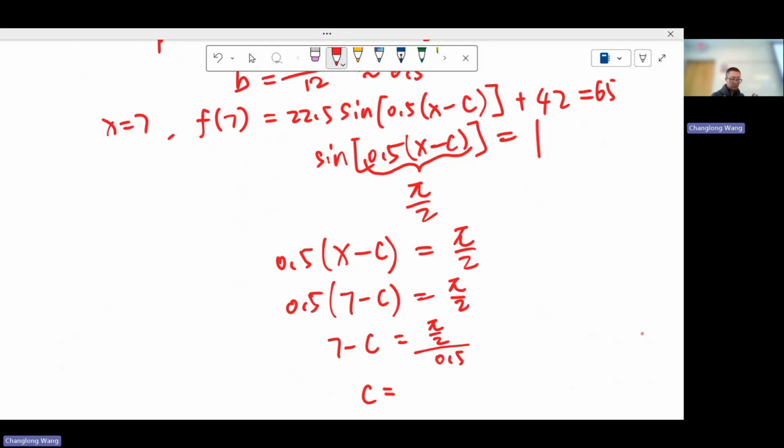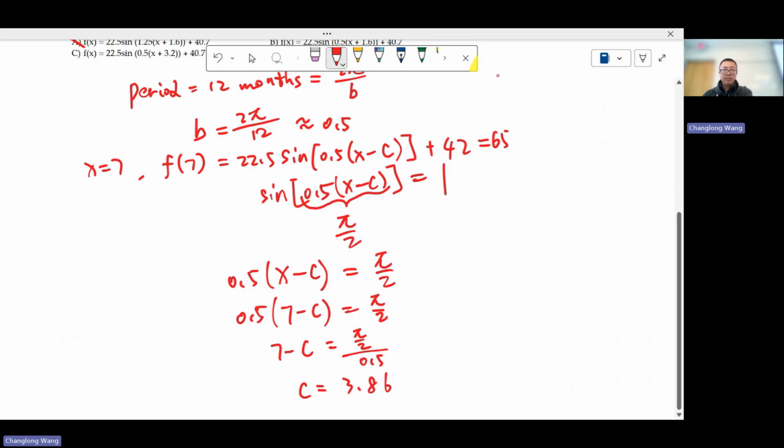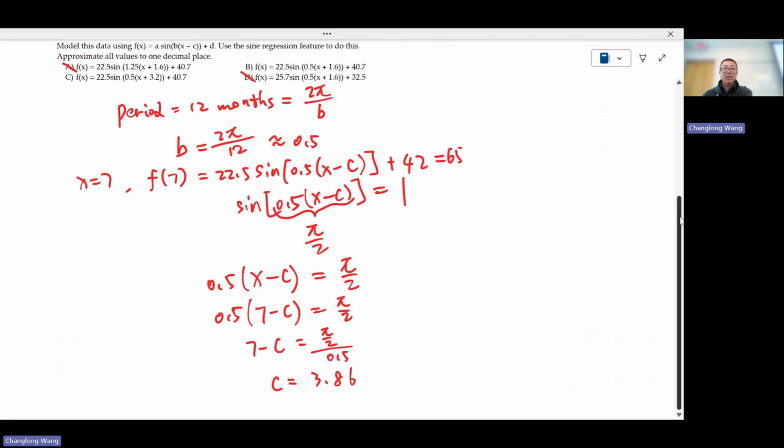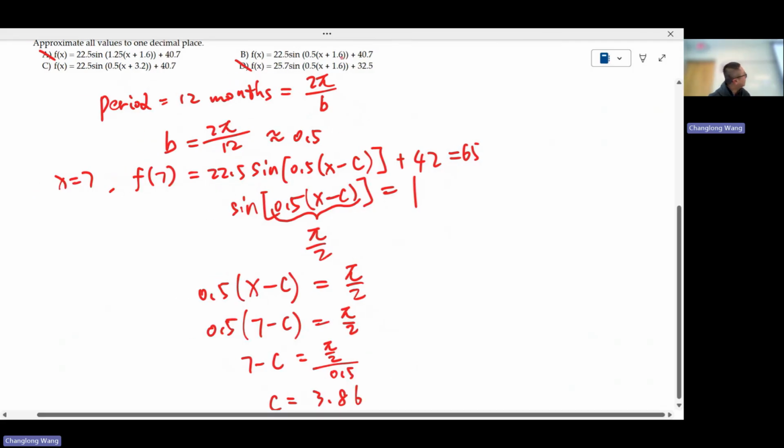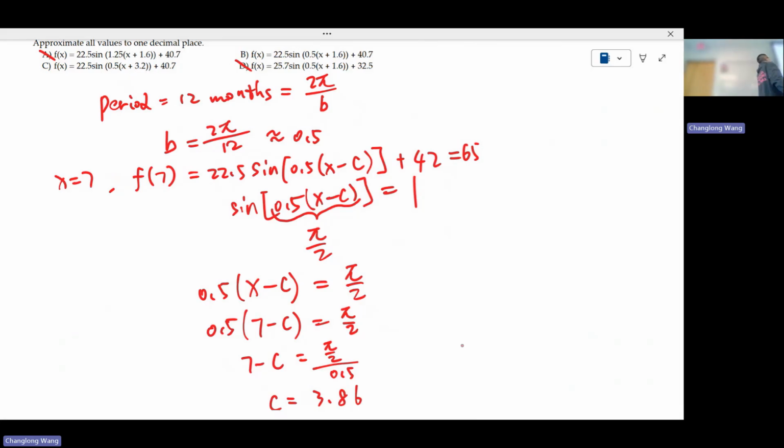All right, so let me see how much that is. Pi over 2, 1.75, divided by 0.5. All right, so about 3.86. And it should be very close to one of those, or at least closer to letter C than it is to letter B. The phase shift is not 1 point something, it's going to be 3 point something. And again, the reason why I'm off is that the 0.5 is just a rough estimate. If you really work it out, I think that's going to be 0.5 something.